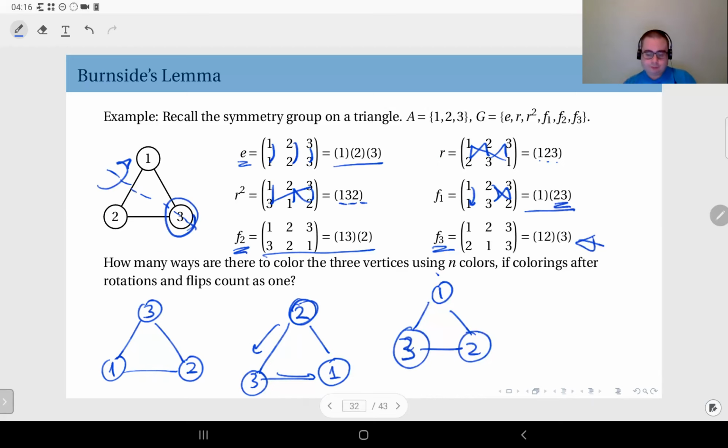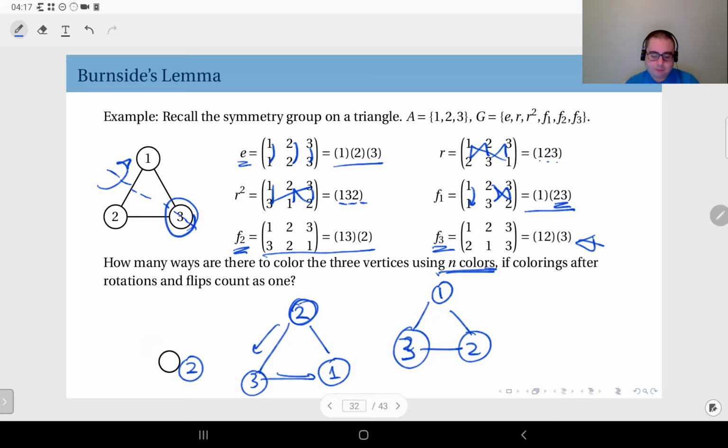The question is, suppose that I have n colors. I'm going to use n colors to color each vertex of this triangle. How many ways are there for me to do this? But suppose that I have a certain configuration with respect to colors, and when I have another configuration which I can obtain by a rotation or a double rotation or one of the flips, I count them as the same configuration.